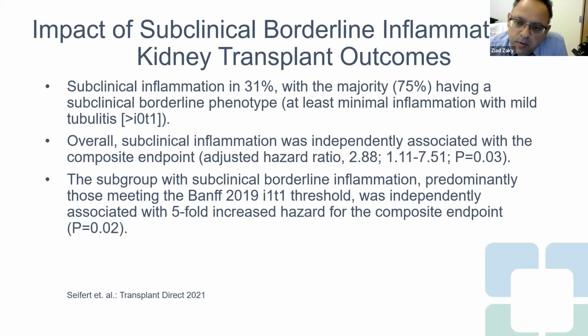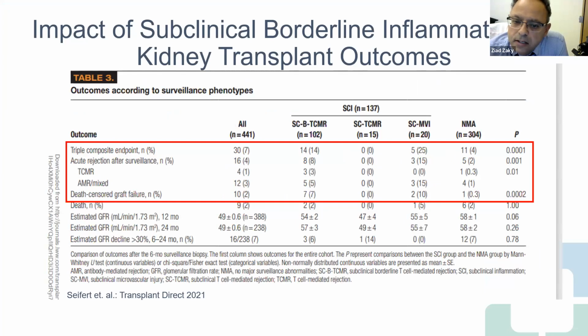In this study, there's about 31% subclinical inflammation on surveillance biopsies in the first year. They showed in the next slide that the composite endpoint of acute rejection, whether T-cell or antibody-mediated rejection, and death-censored graft failure did have a negative impact on patient and graft survival. So the first problem is that acute rejection or subclinical rejection in the first year has an impact on graft and patient survival.